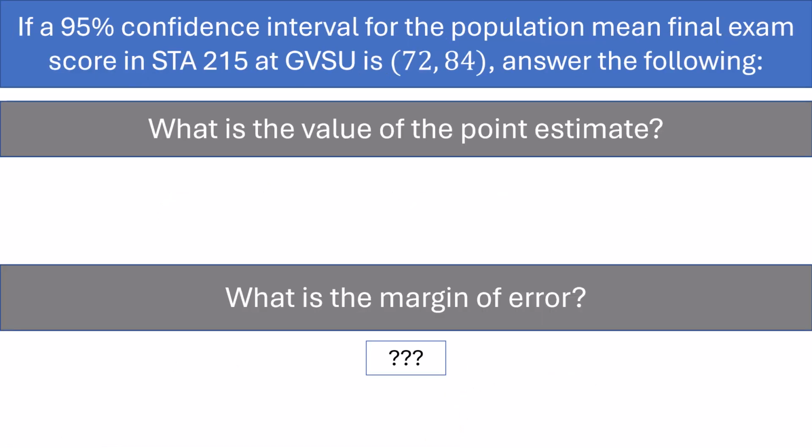Okay, here's a problem for you to try. If a 95% confidence interval for the population mean final exam score in Stat 215 at Grand Valley State University is from 72 to 84, answer the following. Note that this is just one way you can write a confidence interval, with an open parenthesis, then the lower bound of the interval, comma, the upper bound of the interval, and then close parenthesis.